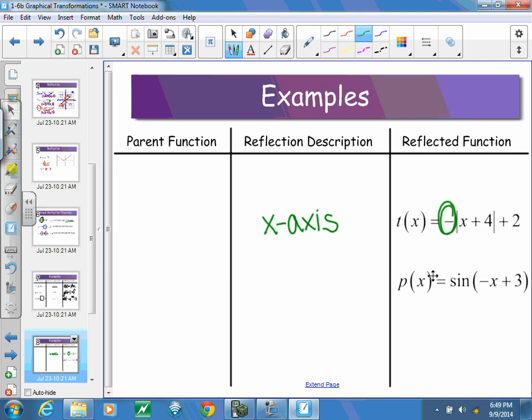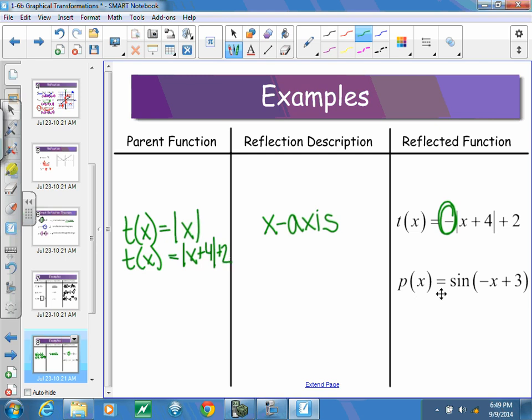If I were to take away that problem, my parent function that we'd be working with here is t of x. You could think of it here as being the absolute value of x, but with the transformation that we are using here, I'm going to say that t of x is equal to the absolute value of x plus 4 plus 2. So we did a reflection, and it's been translated as well.